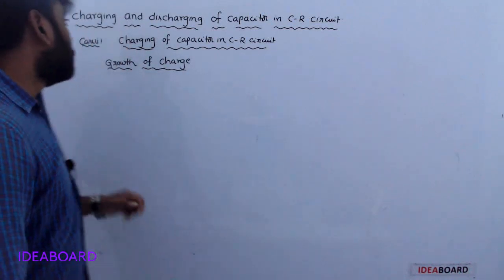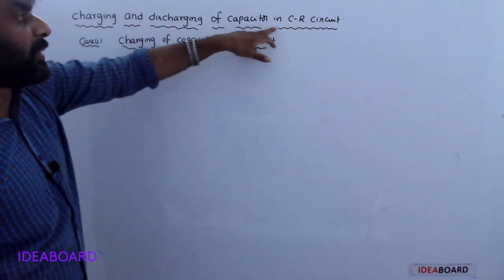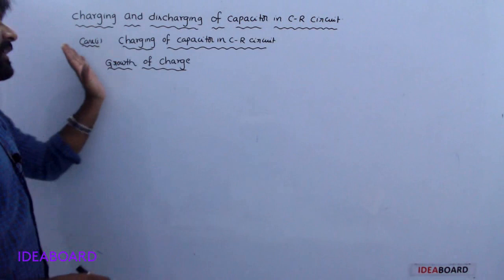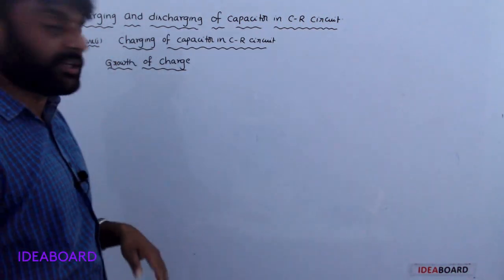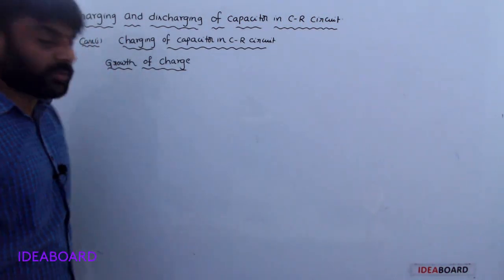So now, charging and discharging of a capacitor in a CR circuit. First, case one: charging of a capacitor in a CR circuit. Growth of charge.